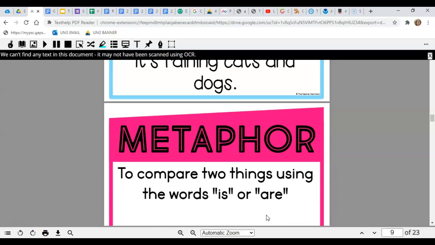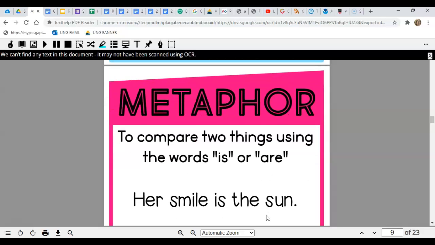Metaphor. A metaphor compares two unlike things using the words is or are. Okay, so a metaphor is different than a simile. A simile uses like or as. A metaphor does not. It says that they are. Okay, so: her smile is the sun. It's comparing her smile to the sun without using like or as, but saying it is it.